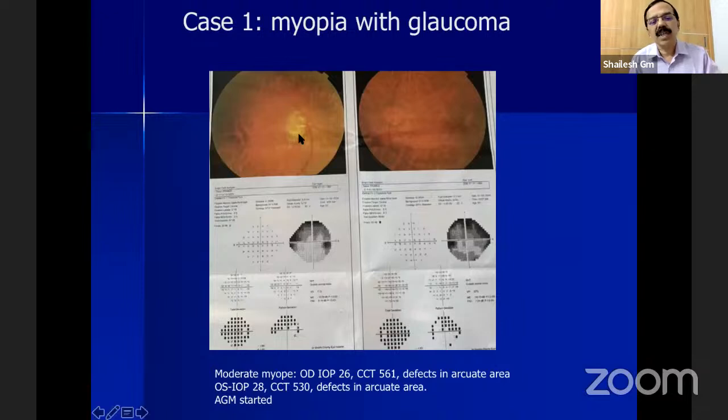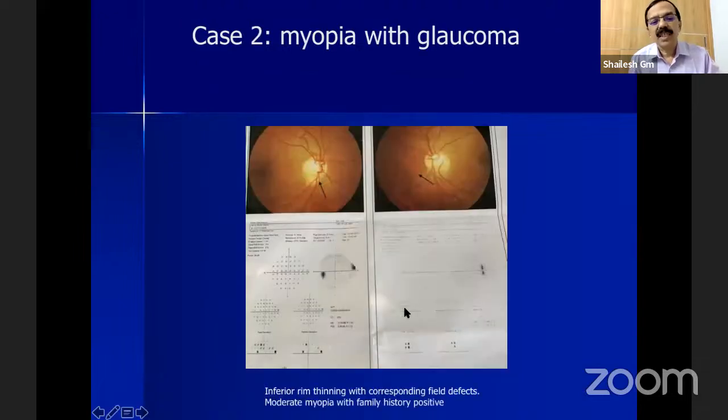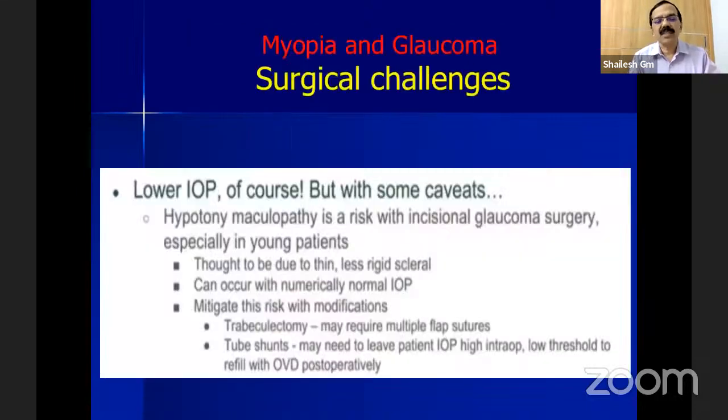This is one case of myopia where there is a superior arcuate, and here the fundus looks quite normal, but it's a small disc with a superior arcuate defect. Here is one case with a myopic disc with inferior small notching and corresponding field defects. So we have to correlate the optic disc with the field changes.